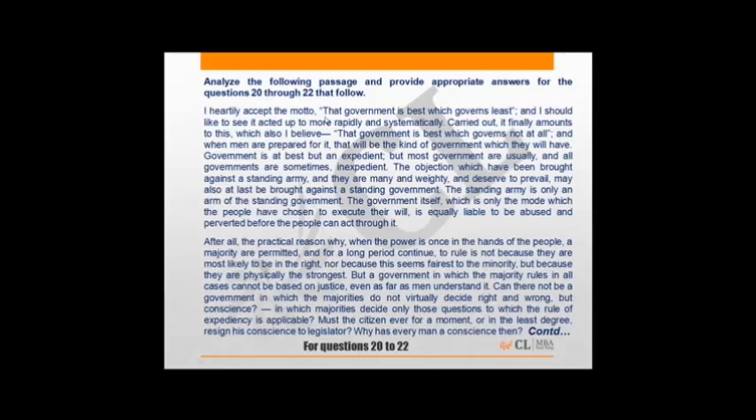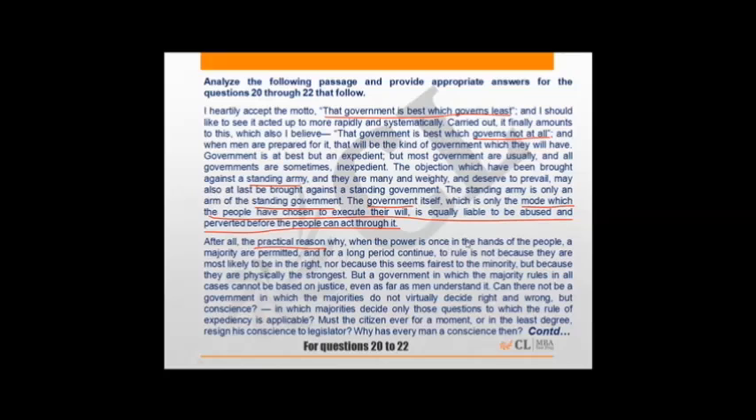The author begins by stating that that government is best which governs the least or does not govern at all. Further on, he states that a standing government is as useless as a standing army, because a standing government is only a mode which the people have chosen to execute their will, and it is equally liable to be abused and perverted before the people can act through it.